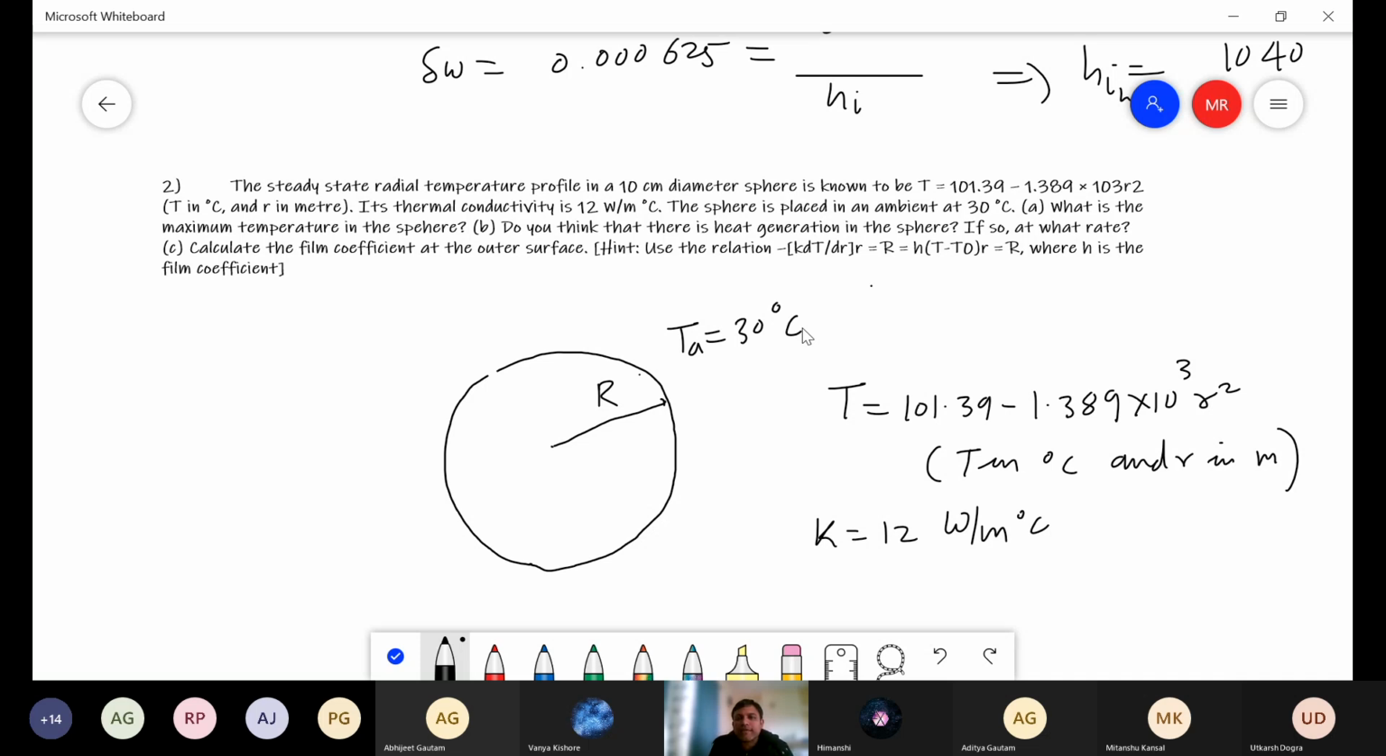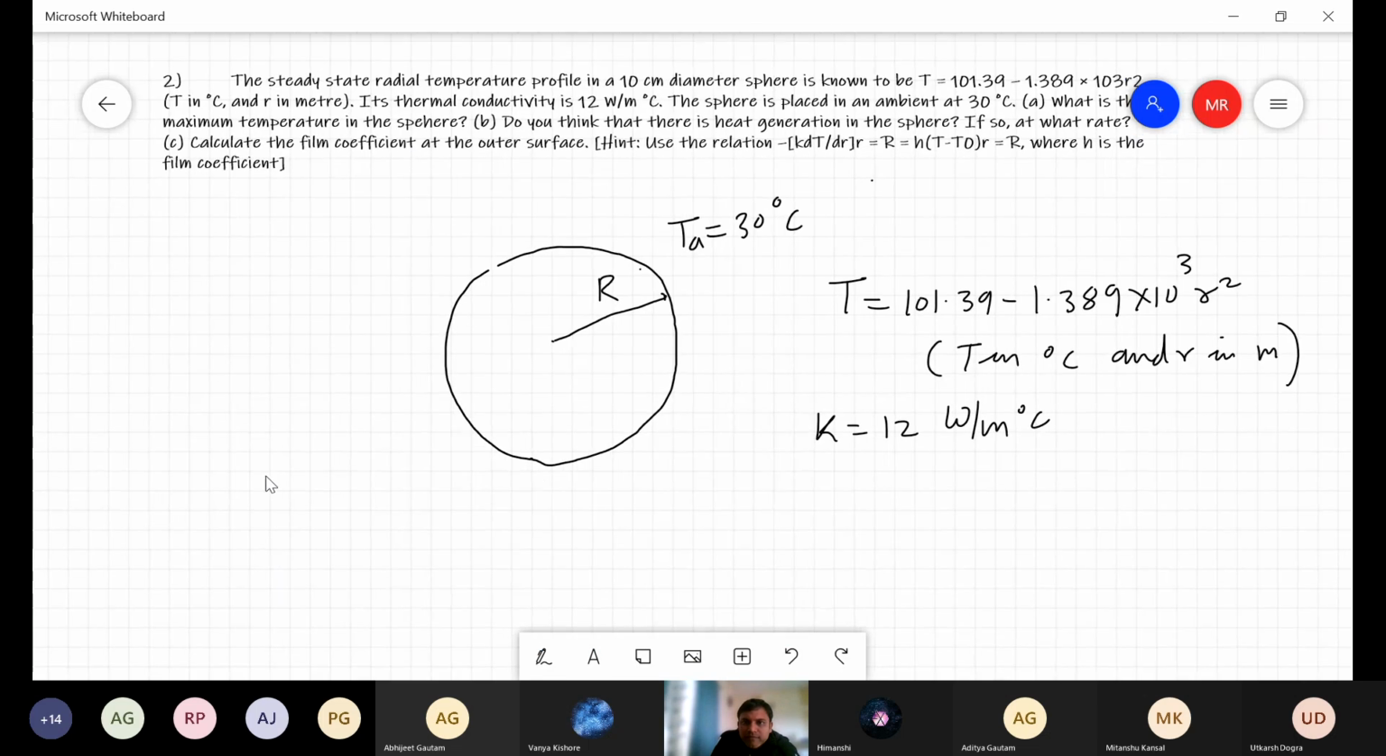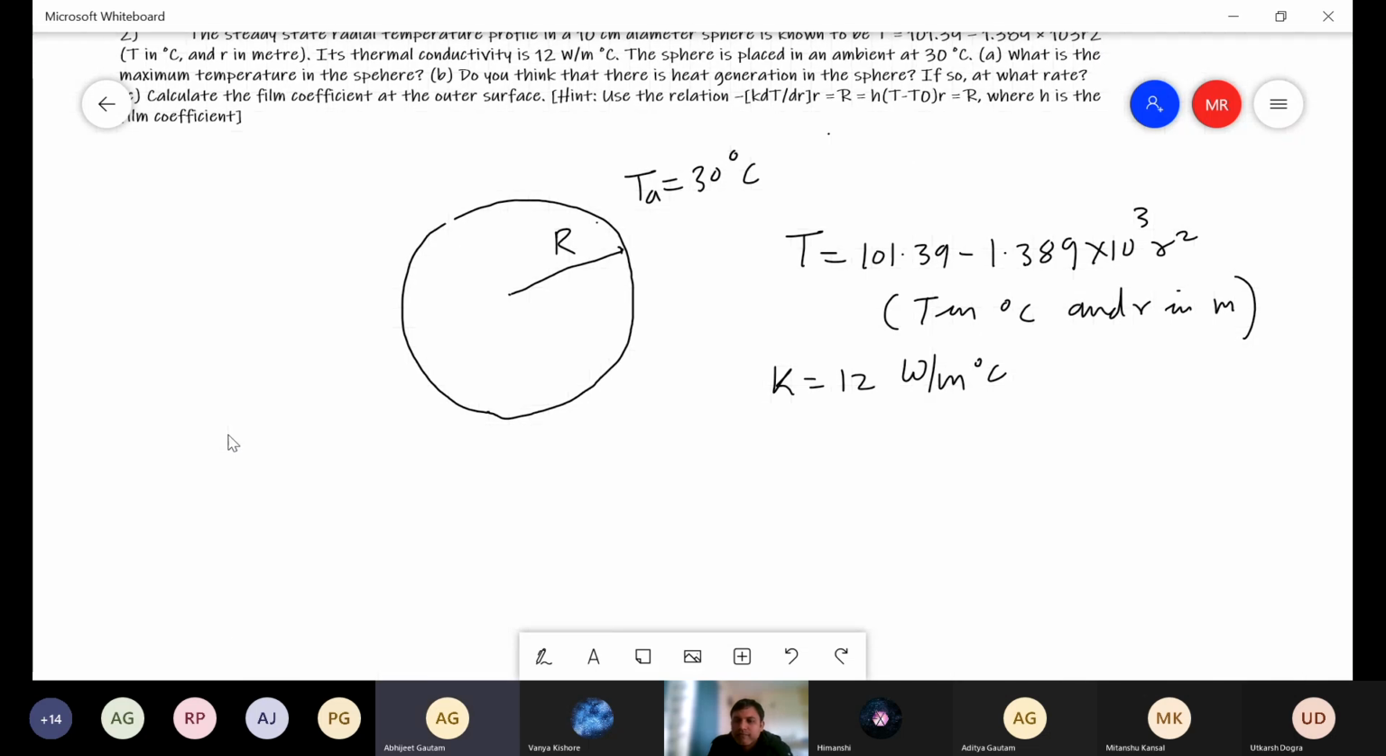Now what we have to calculate is, first question, what is the maximum temperature in the sphere? So what will be the maximum temperature in the sphere? Anyone? 101.39, because this is what this equation is saying, isn't it?